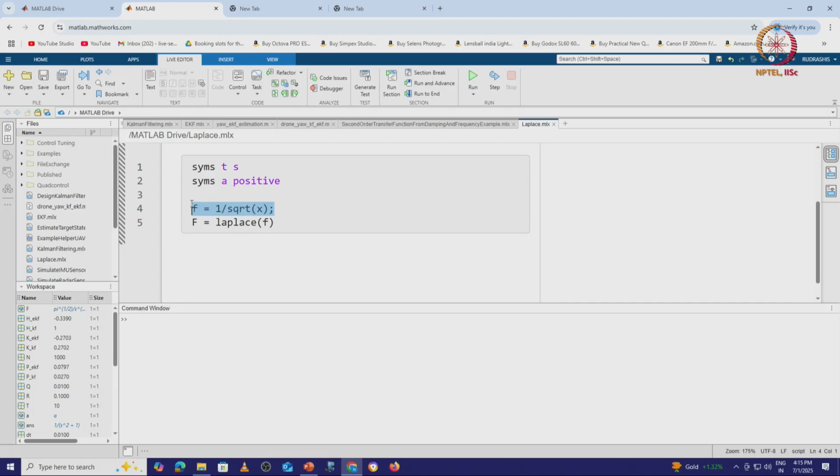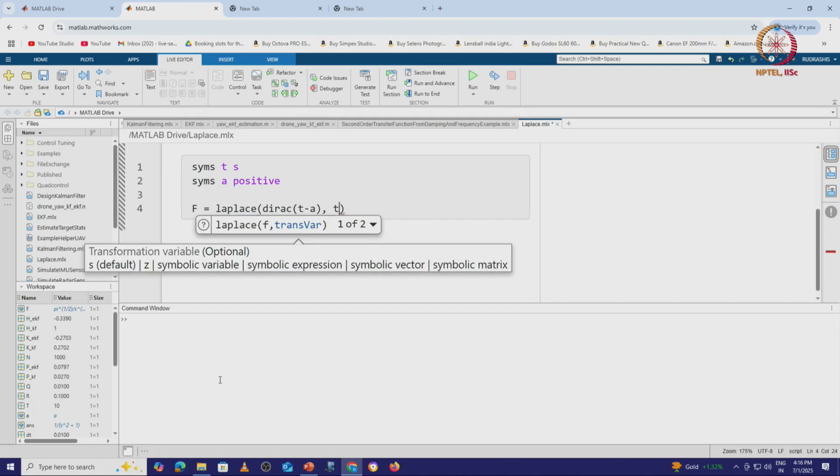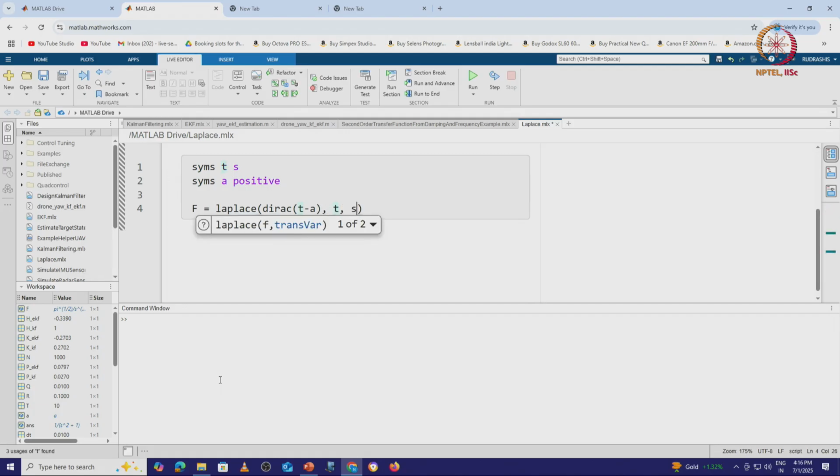How will we do that? We write it like this: f is the Laplace transform of a Dirac delta function t minus a, with variable t, and it will be transformed to s. What happens? For the Dirac delta function alone, the Laplace transform becomes 1.